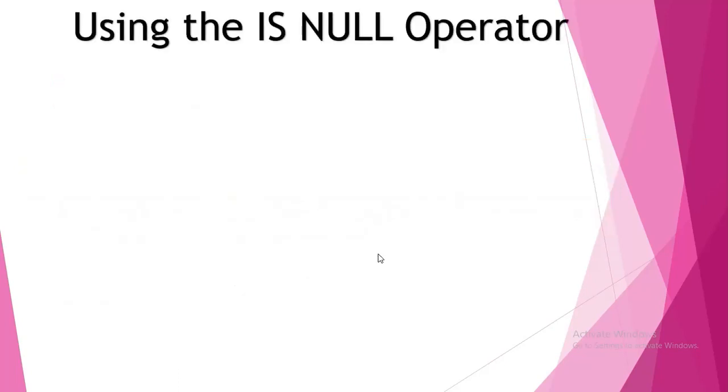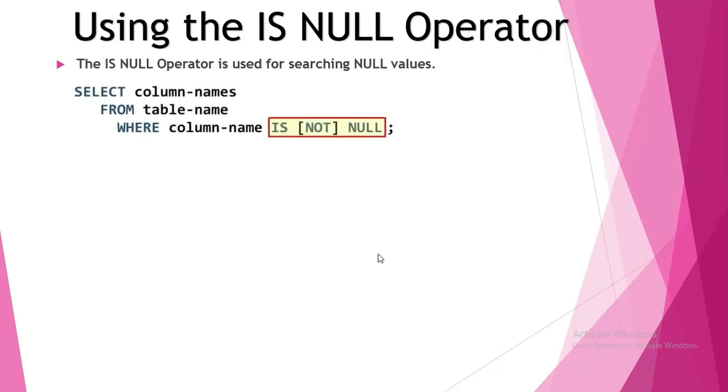Using the IS NULL operator. The IS NULL operator is used for searching null values. Example queries here. The syntax: select column names from table where column name is not null or is null. You can use both as per your convenience. NULL is not the same as IS NULL.